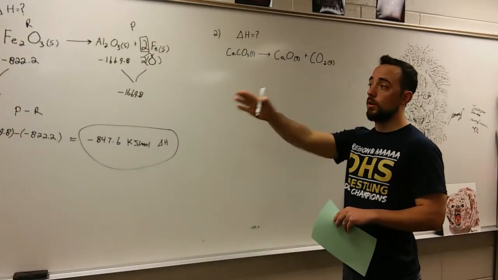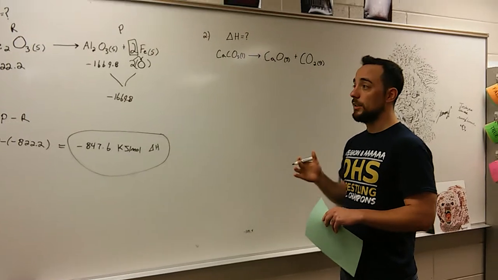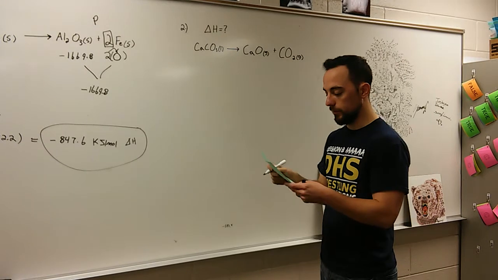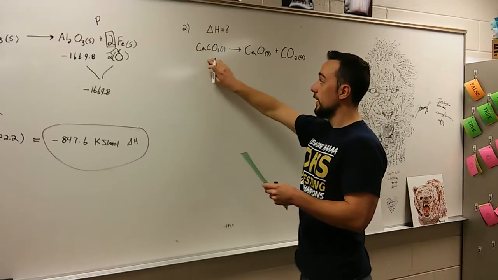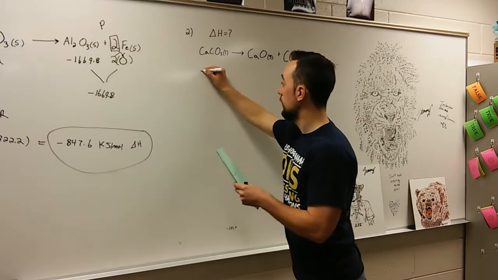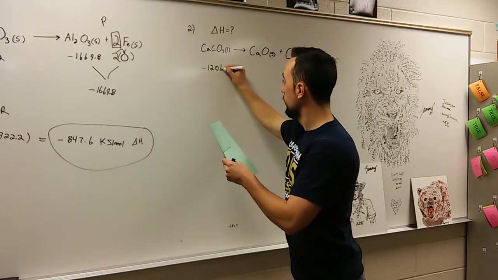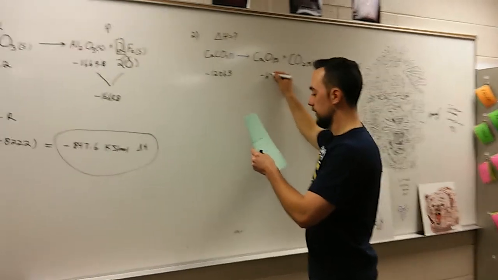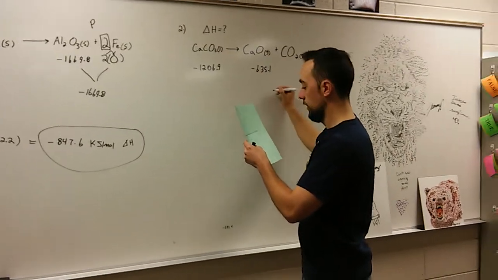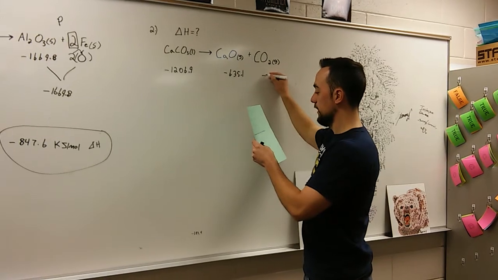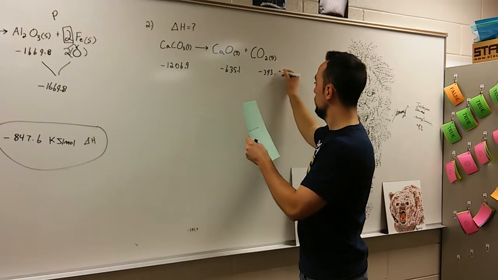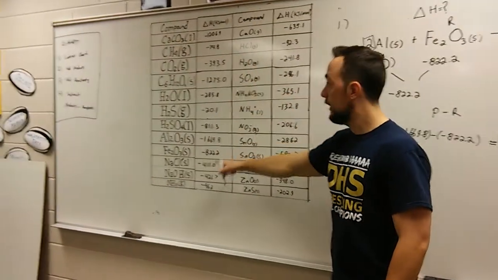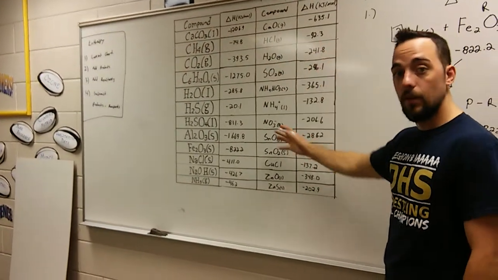I'm still using the chart that's all the way over there, but I'm going to save you some time. Just trust me that they're actually in here, okay? And I found the values already. So first thing, I look up this one on the chart, and it's going to come out to -1206.9. Go over here. I'm going to look this one up. It's going to be -635.1. And then I'm going to go over here, and this one's going to be -393.5. Now, I got all these values by looking at the chart. If it's on there, I just plug it in.